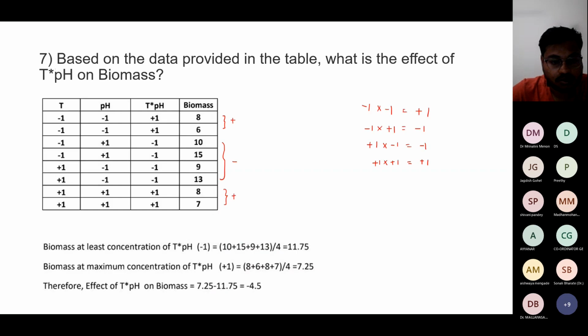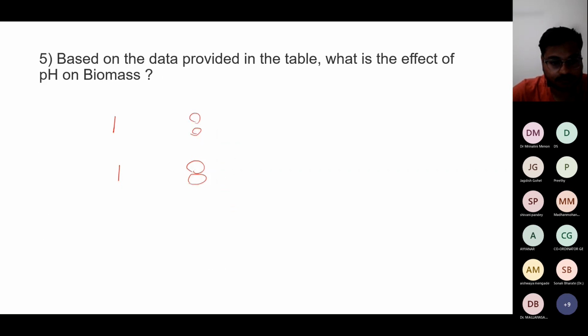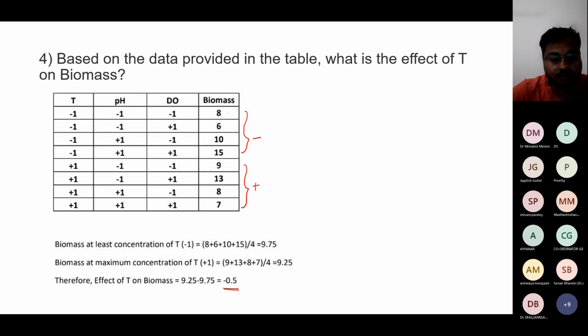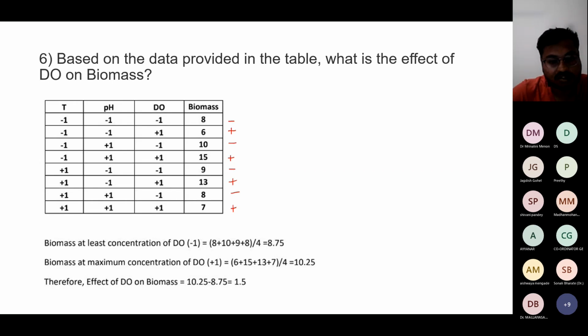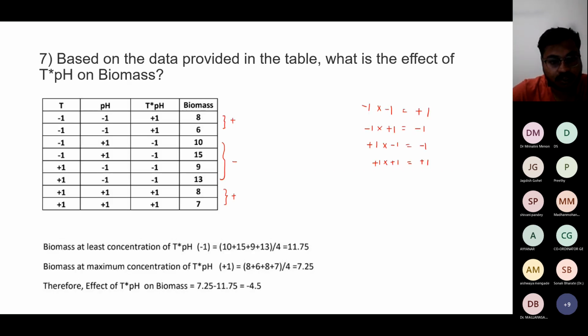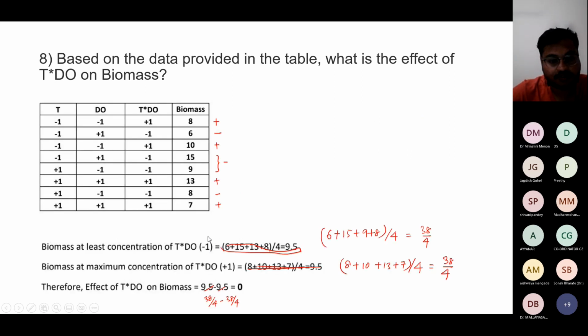So from these three, we note that temperature has an inverse relationship, pH has a positive relationship, and dissolved oxygen has a positive relationship. The interaction of temperature and pH has an inverse relationship, but the interaction of temperature and dissolved oxygen has no relationship. So from these calculations, which factor is critical for biomass production?